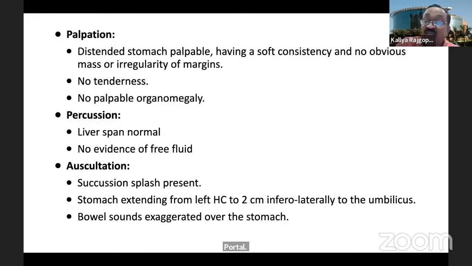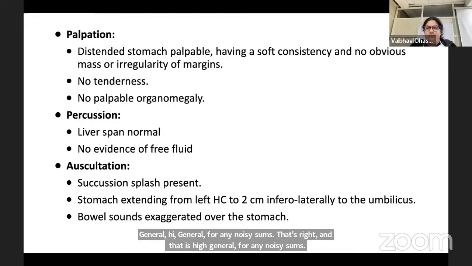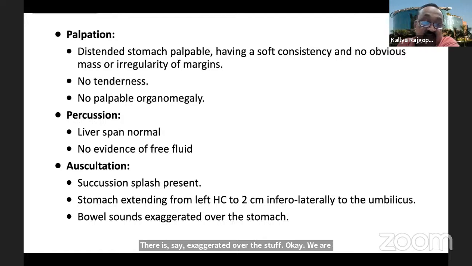So you have to auscultate there for the exaggerated bowel sounds in an obstruction case, or mid umbilicus if it's a higher obstruction. So classical ileal obstruction, that's correct. Otherwise, high jejunal, above, for any noisy sounds. So don't say exaggerated over the stomach. You would have auscultated in the umbilical region or right iliac fossa. Yeah, that's all, sir. Thank you.